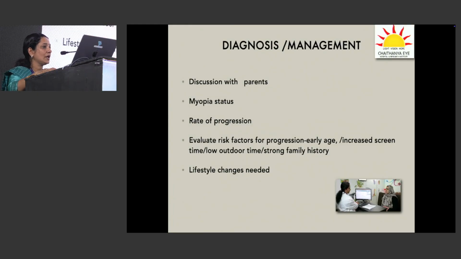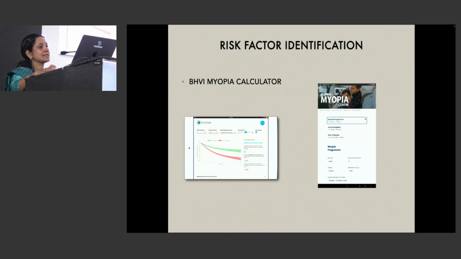Coming after, once you have the diagnosis from the myopia clinic, they come back to you. So you discuss with the parents regarding the condition, the progression, how the myopia status is, and evaluate the risk for progression. Early age, increased screen time, low outdoor time, and strong family history always carry a risk of high progression. And what lifestyle changes are needed has to be explained in detail to the parents.